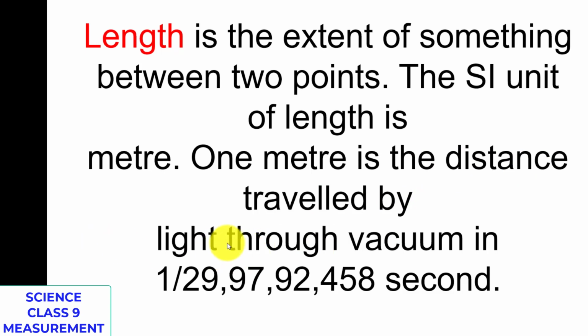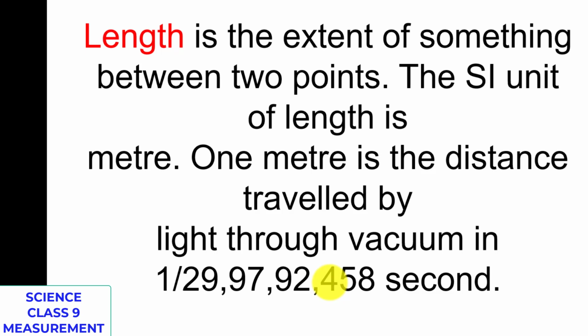Light travels in 1 second 3 lakhs kilometer, is it not? So, here the distance travelled by the light through vacuum in 1 by 29 crores 97 lakhs 92,458 seconds. If you divide the 1 by this number, that much small we are having the length, that is 1 meter. You are having 1 meter scale in your hand, is it not?